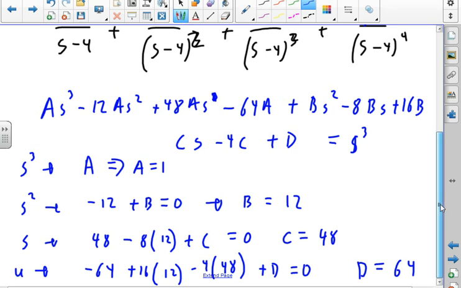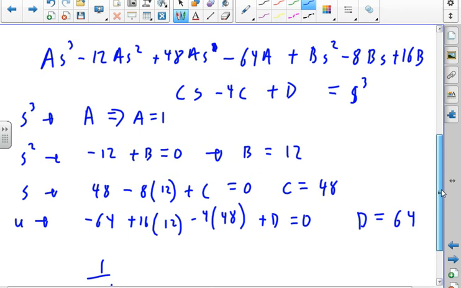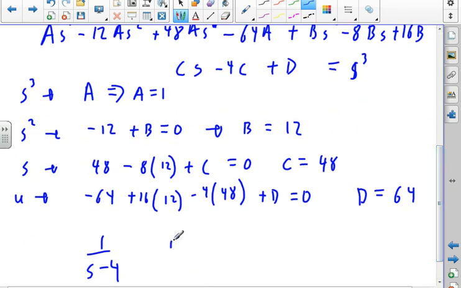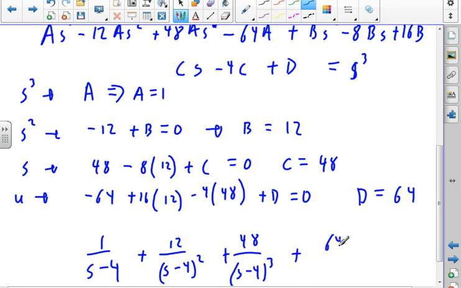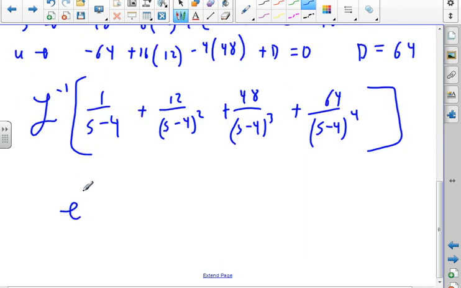Okay, so now I've got a, which is 1, so I have 1 over s minus 4, and then I have 12 over s minus 4 squared, and then I have 48 over s minus 4 cubed, and then I've got, why is this a negative sign? Anybody know? 64 over s minus 4 to the 4th. And then I'm going to take inverse Laplace transform of the whole thing, and this guy becomes e to the 4t.